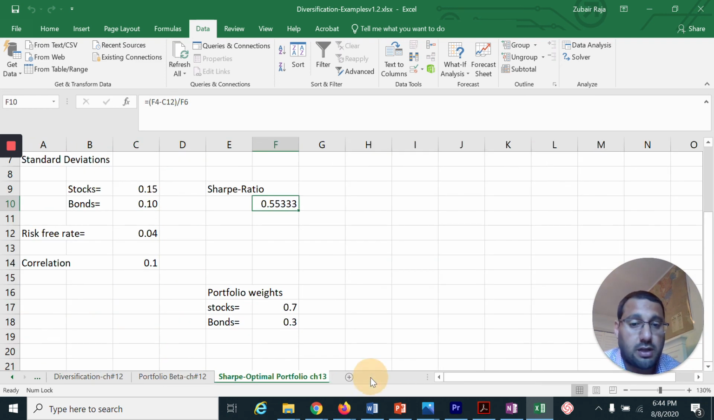This concludes my lecture on the Sharpe-optimal portfolio, and I hope that you are able to understand this concept in a better way. Thank you.